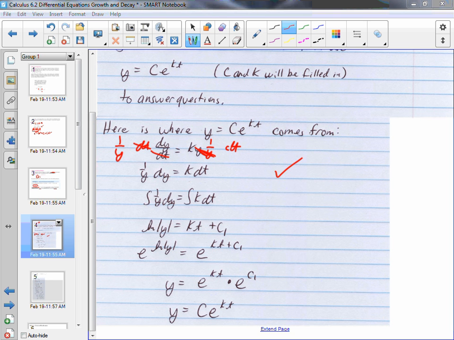Integrate both sides. So you've got the integral of 1 over y dy on the left. You've got the integral of k dt on the right. The integral of 1 over u du is the natural log of the absolute value of u. So the integral of 1 over y dy is the natural log of the absolute value of y. Now, k is a constant, so the antiderivative of a constant is that constant times x, or in this case, that constant times t. So kt plus c1. So far, so good?